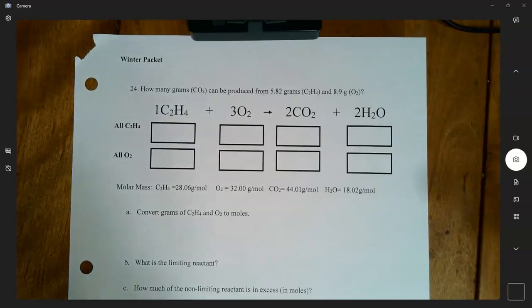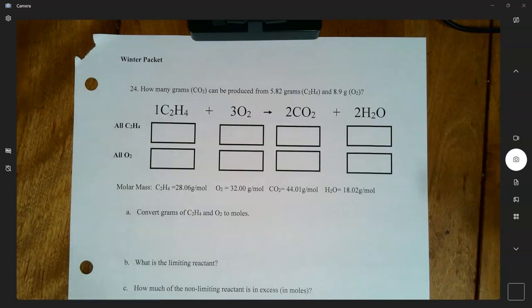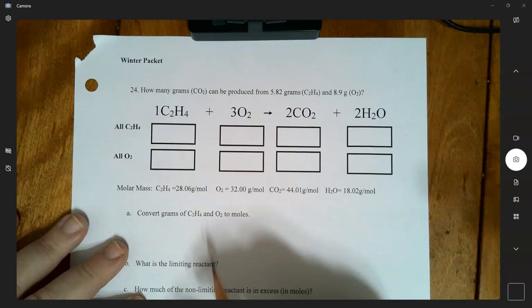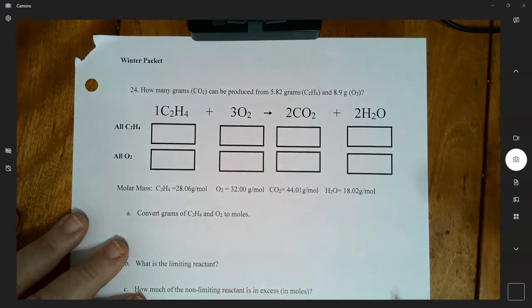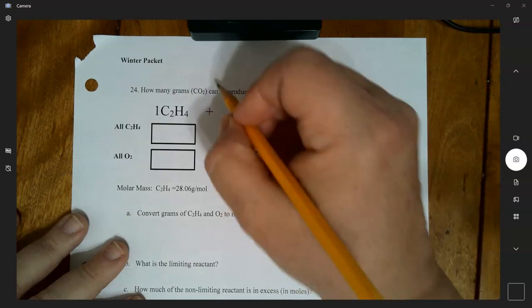All right, the next two problems, 24 and 25, I'm going to do completely with you. It's critical that you know how to do these problems well, both for the tests in my class, but more importantly for the AP exam. They're going to ask you these two types of questions. This first one is, how many grams of CO2 can be produced from 5.82 grams of C2H4 and 8.9 grams of O2? All right, so this is a limiting reactant.